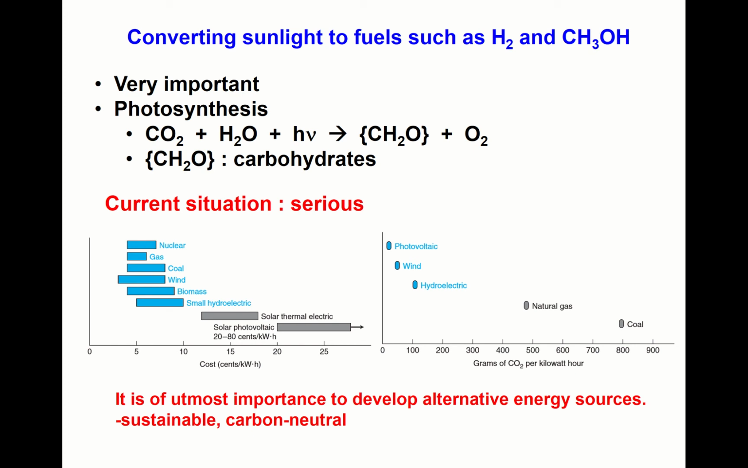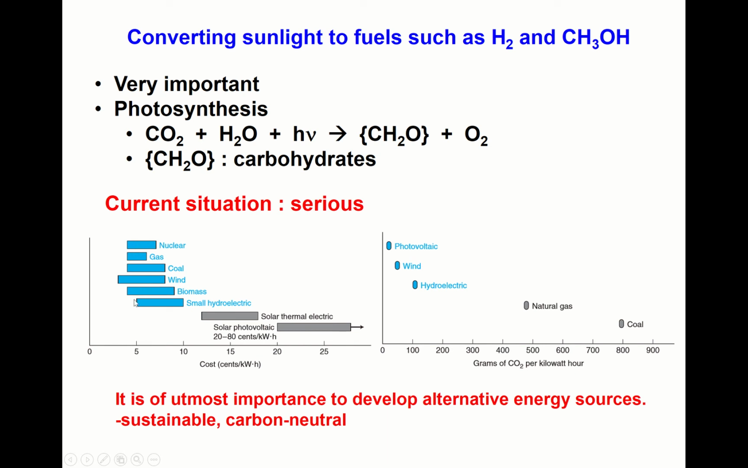Okay, the left-hand figure shows you the electricity production cost depending on the method. The x-axis is cost, in cents per kilowatt hour. To produce this much electrical energy, how many dollars does it cost? You see, the lower the better. Well, nuclear electricity generation is actually a very cheap one.